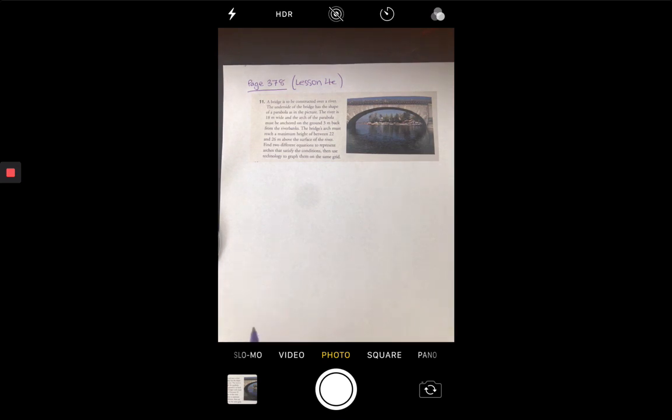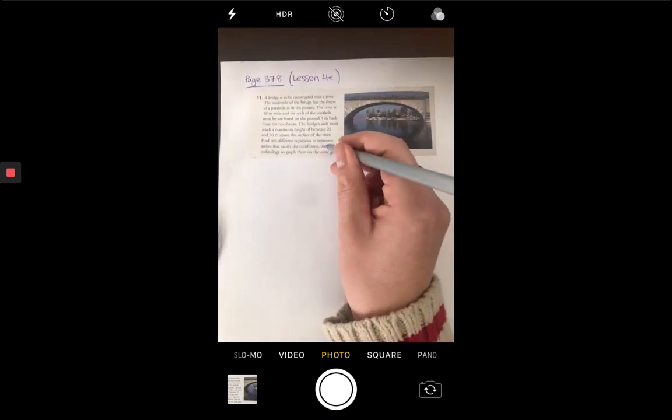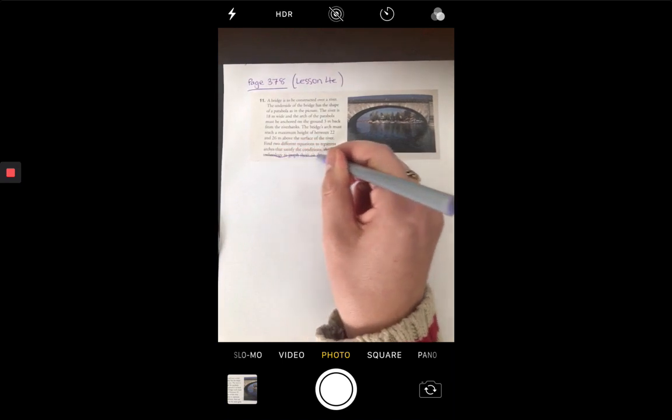So the question is, a bridge is to be constructed over a river. The underside of the bridge has the shape of a parabola as seen in the picture. The river is 18 metres wide and the arch of the parabola must be anchored on the ground 3 metres back from the riverbanks. The bridge's arch must reach a maximum height of between 22 and 26 metres above the surface of the river. Find two different equations to represent the arches that satisfy the conditions. Then use technology to graph them on the same grid. Okay, so we're not going to graph, we're just going to go over how to get the equations.